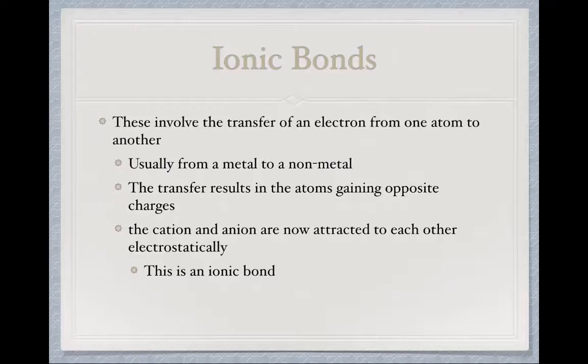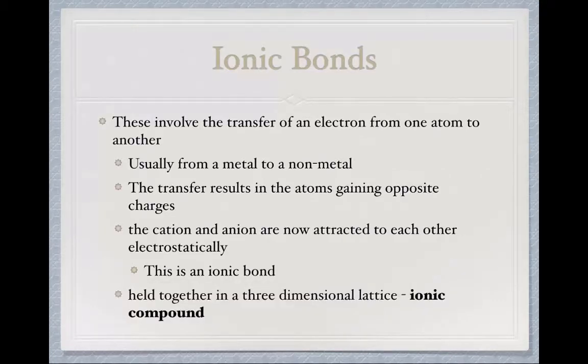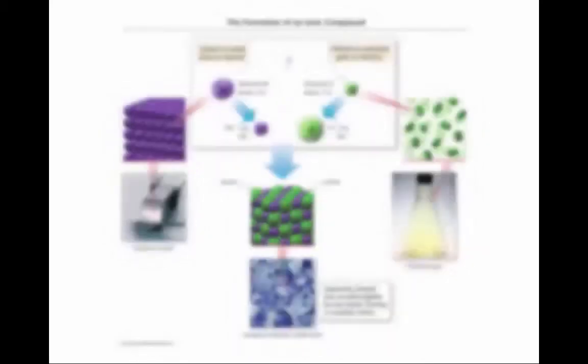Now, if we have lots of cations and anions together, which we usually do, they're going to hold together in a three-dimensional lattice. It's not just a single cation and a single anion that are attracted to each other. Any cation is attracted to any other anion in the vicinity, and any anion is attracted to any cation in the vicinity. And so when we're making these compounds, we end up with these three-dimensional lattices, and this is what we call ionic compounds. We can take a look at a graphic for what this is going to look like here.